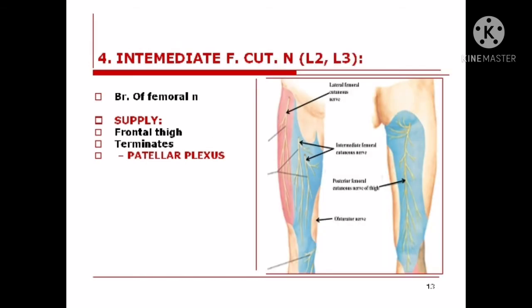The intermediate femoral cutaneous nerve, or the anterior nerve, its root value is L2 and L3, and it is the branch of femoral nerve. It supplies the front of the thigh, and it also terminates in the patellar plexus.